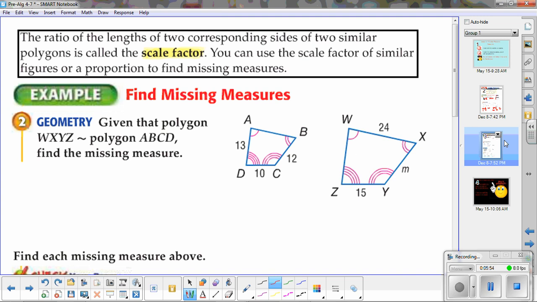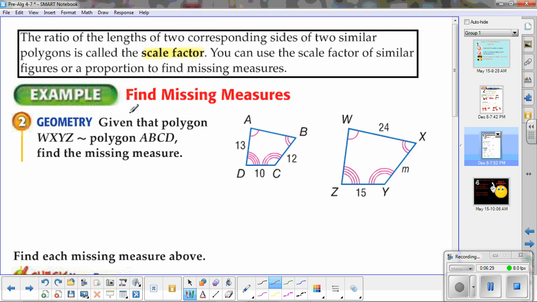The next thing we're going to do is find the missing measurement in two similar figures. So we're not trying to prove that they are similar. We know they're similar. We're just going to try and find the missing measurement. The ratio of the lengths of two corresponding sides of two similar polygons is called the scale factor, and you can use the scale factor of similar figures or a proportion to find missing sides. I'm going to go ahead and solve these problems using a proportion. Later in this chapter, you'll learn more about scale factors when we talk about scale models and drawings.